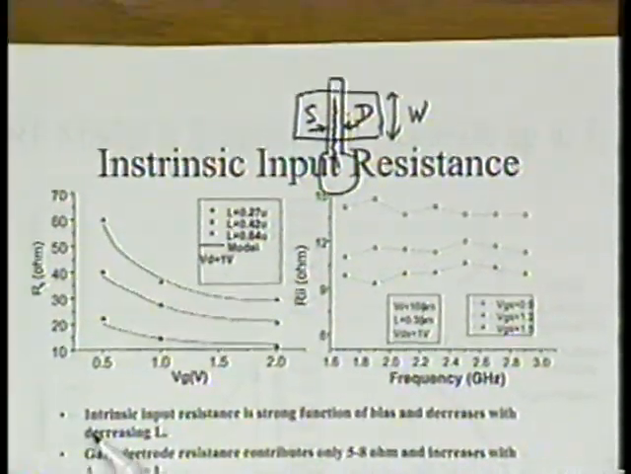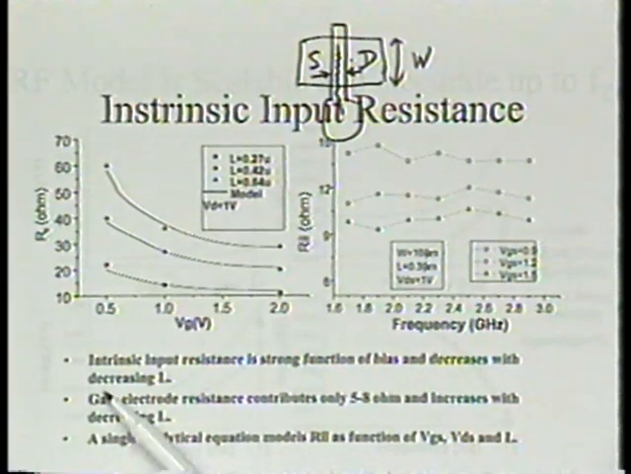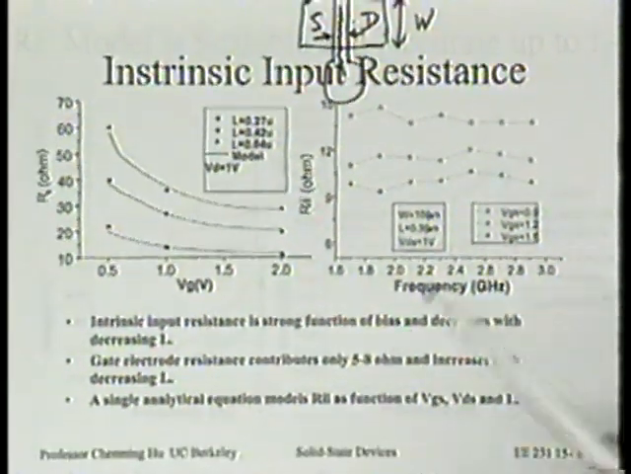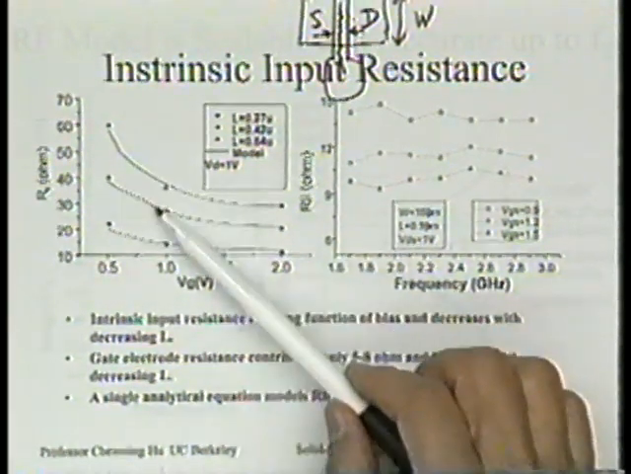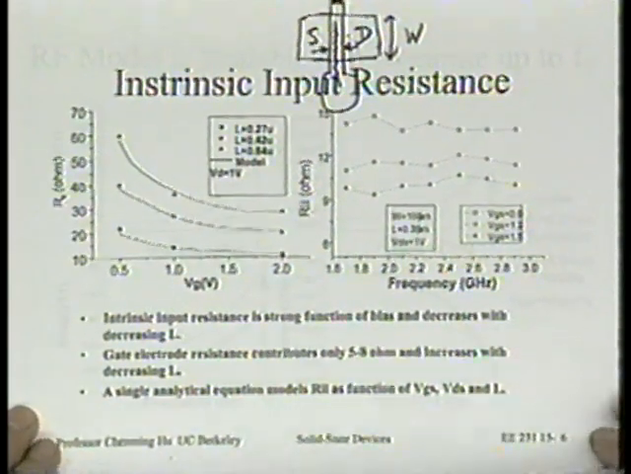Intrinsic input resistance is a strong function of bias and decreases with decreasing L. If you don't think about it, there's nothing interesting about it, but it turns out it's the opposite trend with the gate resistance. Gate electrode resistance contributes only about 5 to 8 ohm in this case, and the total resistance could be 50 ohm in this one particular example.